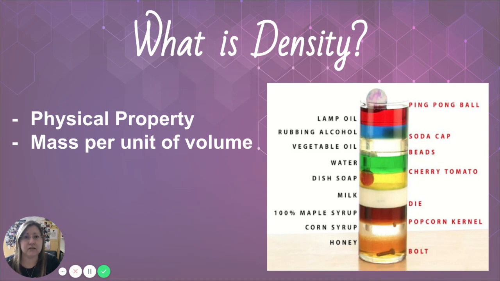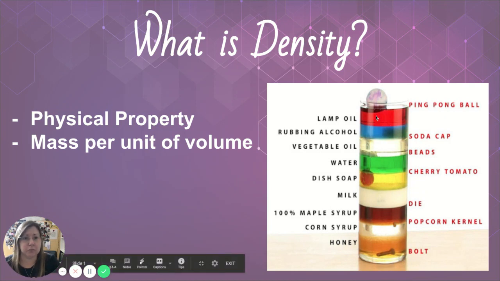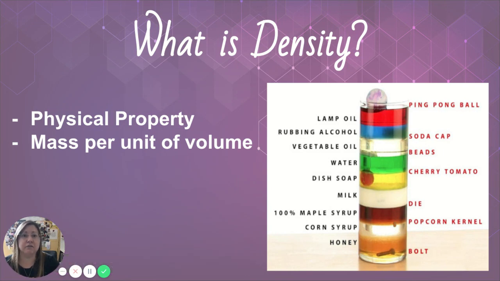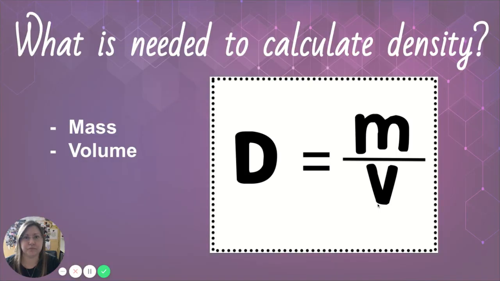And we know that the substances that are the highest in density, the ones that have the greatest density, are going to be at the bottom. So the bolt and honey and corn syrup, those are things that are going to have a great amount of density. The substances that have the least amount of density are going to be at the top: the lamp oil, the ping pong ball, rubbing alcohol. So those things have less density than the substances that are below them.